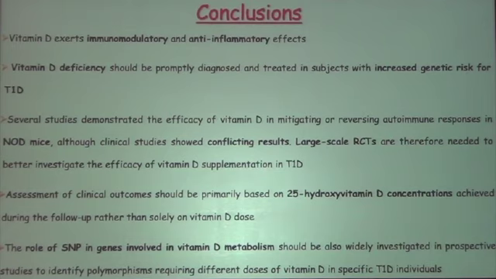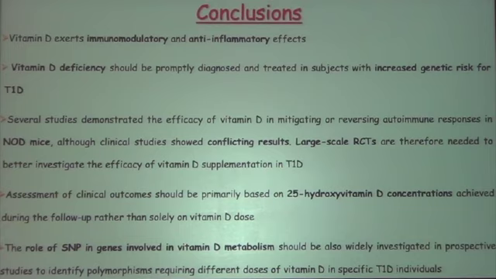So in conclusion, we can say that vitamin D exerts several immunomodulatory and anti-inflammatory effects, and that vitamin D deficiency, which is highly prevalent in type 1 diabetes, should be promptly diagnosed and treated in subjects with increased genetic risk of type 1 diabetes, especially during early childhood. Several studies demonstrated the efficacy of vitamin D in mitigating or even reversing autoimmune responses in non-obese diabetic mice, although clinical studies show conflicting results.